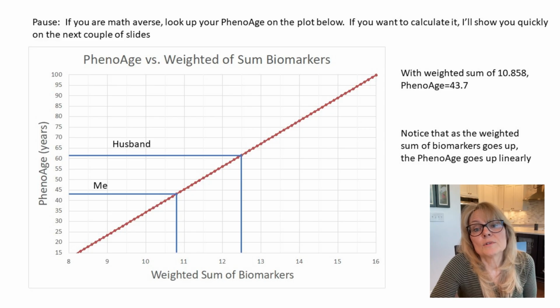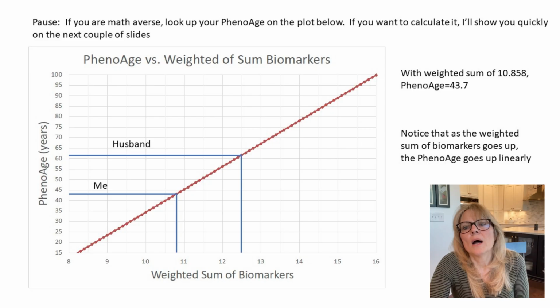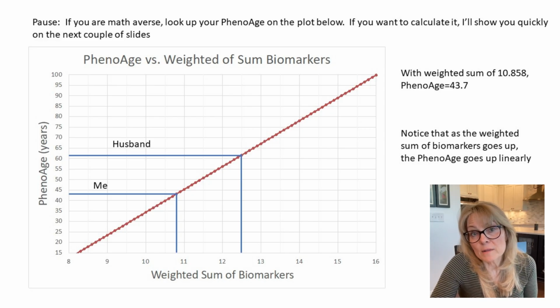And my husband's weighted sum of his biomarkers was 12.5. So his PhenoAge, or biological age, was 62, I think. So if you don't want to go further with calculating, you can use this. And if you do want to go further and figure out how to actually calculate the PhenoAge for yourself, I'm going to go through that really quickly on the next couple of slides.